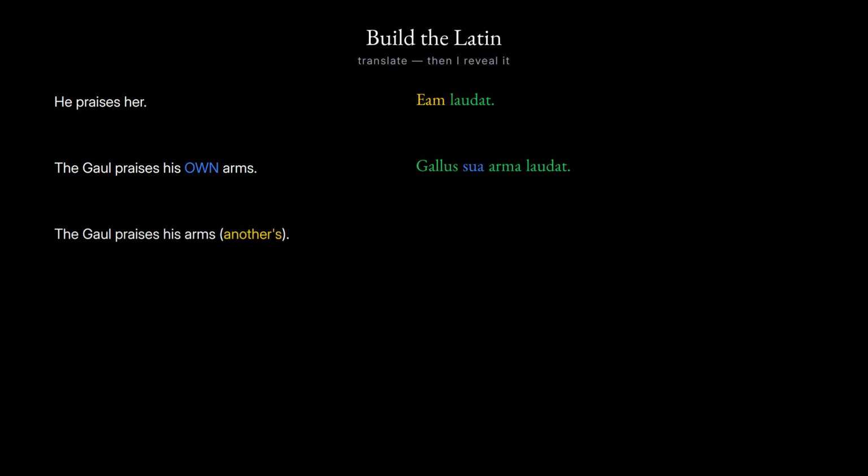Now build the Latin yourself. He praises her. Eam laudat. Just the accusative feminine. No separate word for he needed. Next, with the own versus another trap. The Gaul praises his own arms. Gallus sua arma laudat. And now not his own. The Gaul praises his arms, meaning another's. Gallus eius arma laudat.